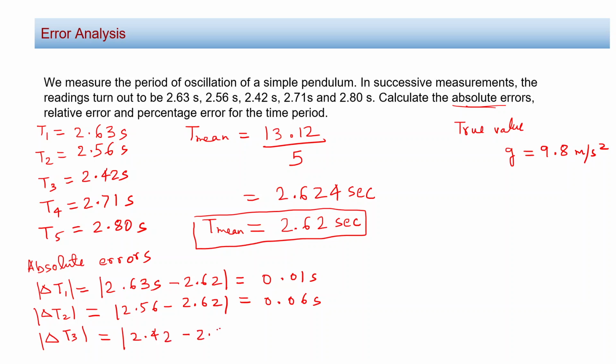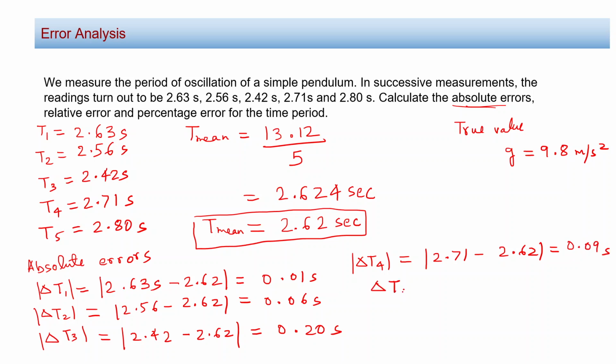Minus 2.62, this would be 0.20 seconds. On delta t4 is 2.71 minus 2.62, this will be 0.09 seconds.